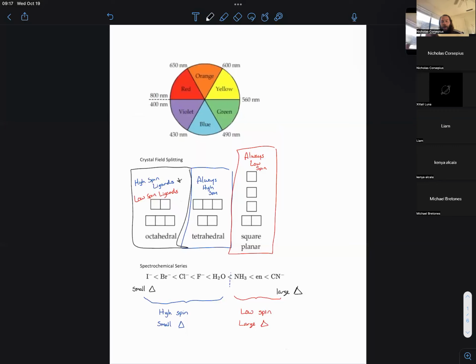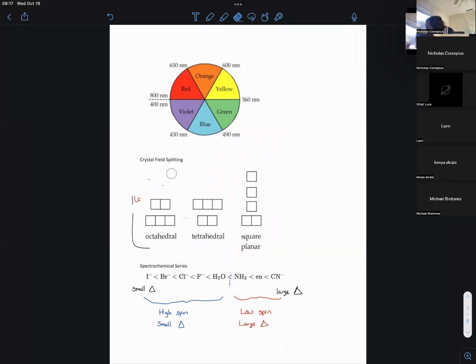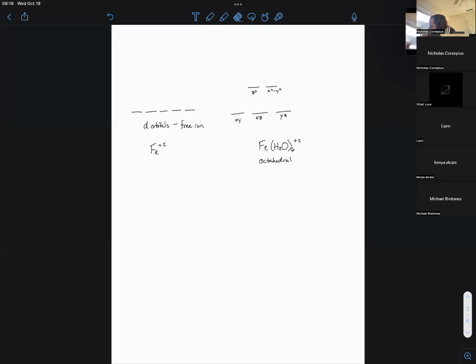All right, so that actually does it for all the new content. What we're going to do for the rest of the day is go through some examples of all these different complexes, laying it out stepwise for how we're going to get our magnetic properties. So let's clean this up just like we would have it.